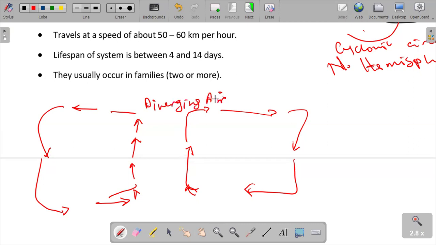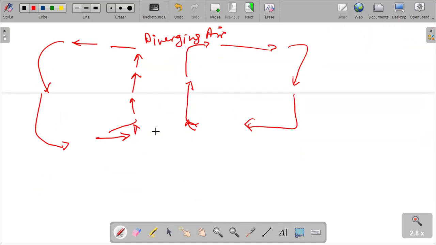Diverging air has to occur there in the upper atmosphere, and then we have converging and rising air on the what? On the ground. Converging and rising air. And don't forget that this is just taking place on the earth.